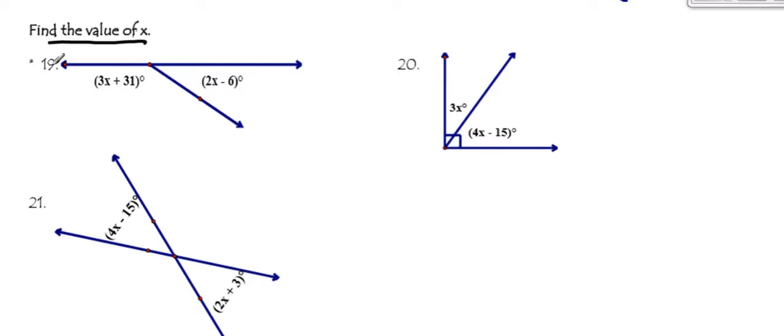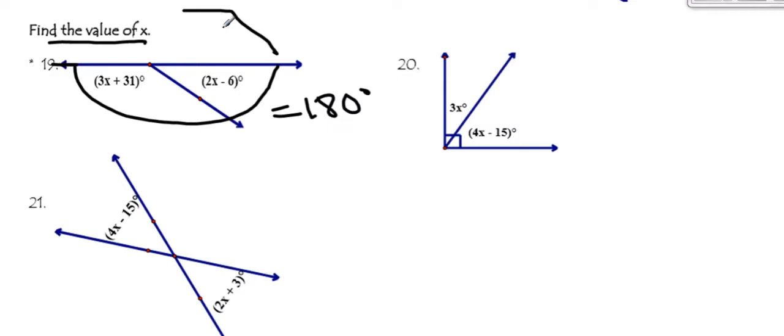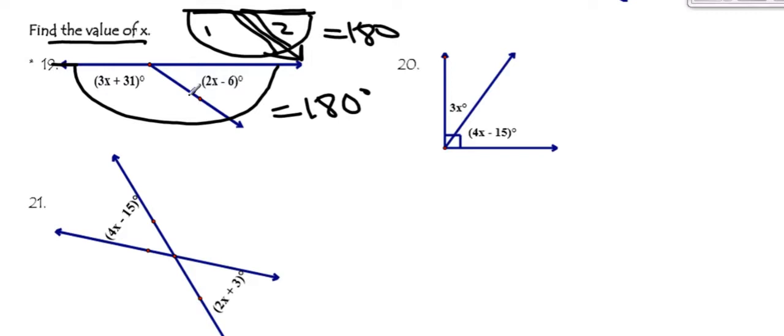Well, for number 19, we have a straight line, and you have 2 angles that make up that straight line. So when 2 angles make up a straight line, that's half a circle, they equal 180 degrees. It's called a linear pair. That's a pair of angles that are adjacent, so they share this common side, and they make up a straight line. Their sum is 180 degrees. So exactly what I just said.